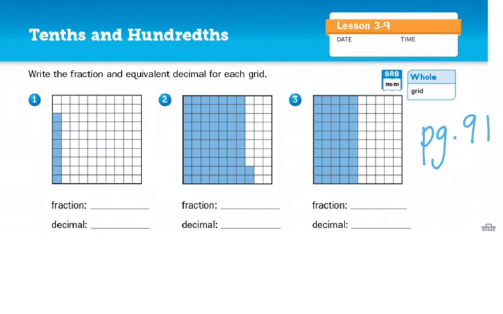On page 91, we have tenths and hundredths. Tenths refers to longs. Hundredths refers to cubes. It says at the top, write the fraction and equivalent decimal for each grid. Well, the fraction, let's go ahead and count how many are covered in number 1. 1, 2, 3, 4, 5, 6, 7, 8. 8 cubes out of the 100 that are needed.